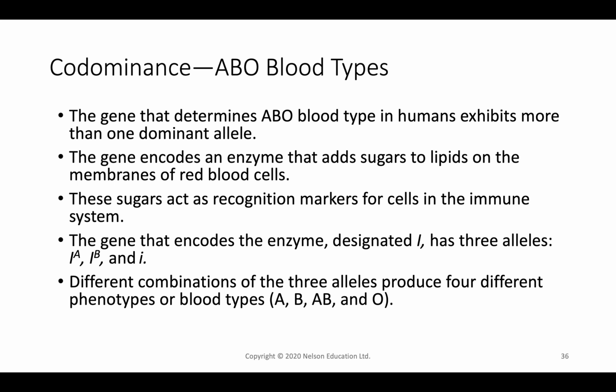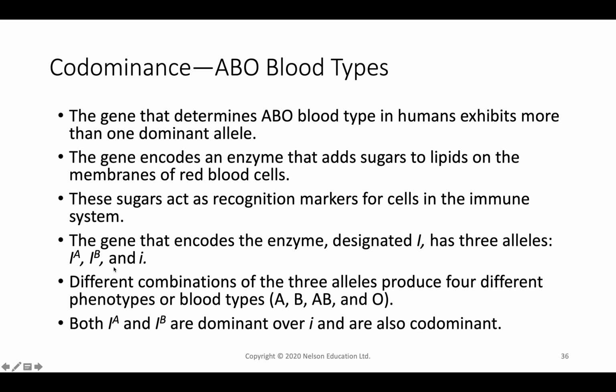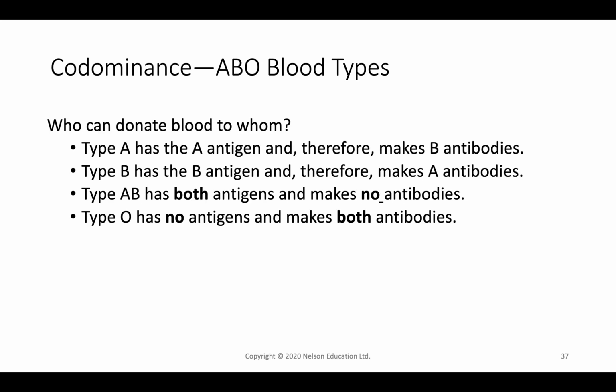So different combinations of the alleles can produce four different phenotypes, four different blood types. We can have A, B, AB, or O. In order to have the O phenotype, you have to have two copies of the lowercase i. In order to have the AB phenotype, you have to have one copy of A and one copy of B. But in order to have A, you only need to have one copy of IA. So you can have IA and lowercase i, or you can have two copies of IA. And same thing for B. You could have an IB and lowercase i, or you can have two IBs. So again, both A and B are dominant over i, but A and B are codominant with each other.